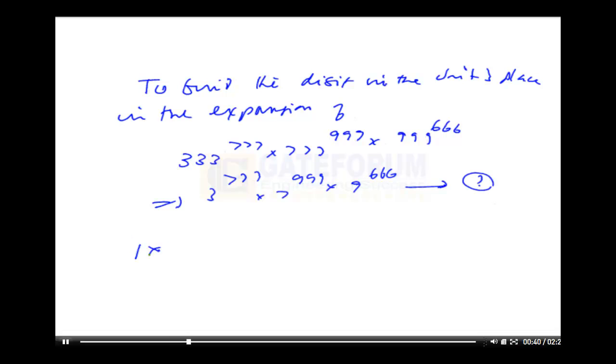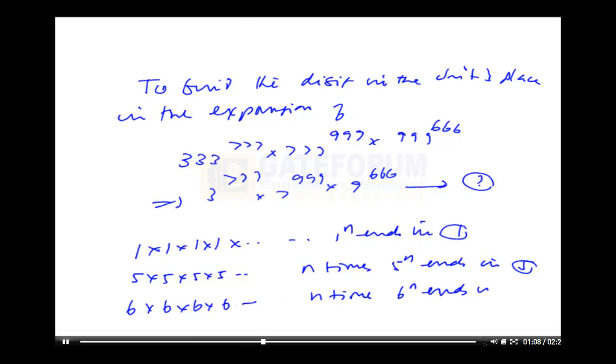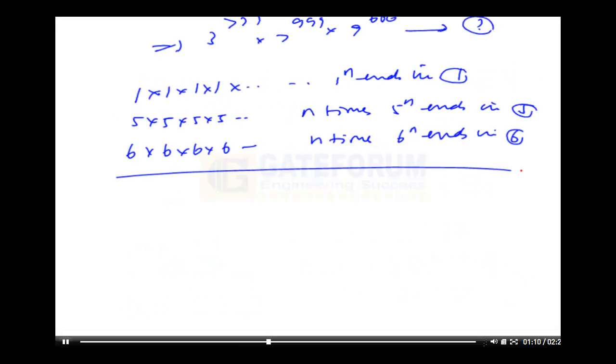A number ending in 1, any number of times you multiply, 1 power n ends in 1. Similarly, a number ending in 5, 5 power n ends in 5. Or if we take 6, 6 power n also ends in 6.